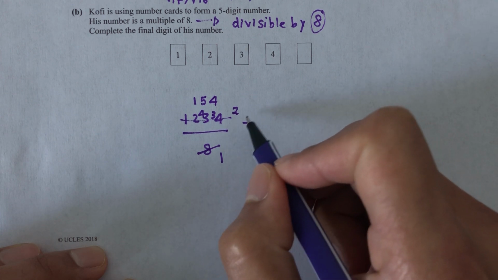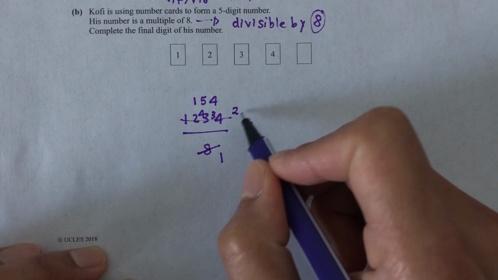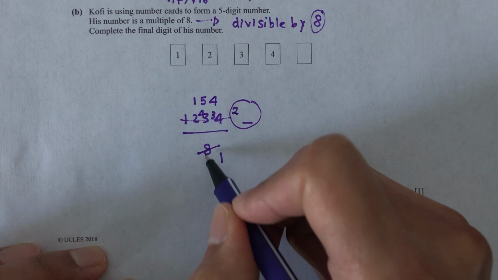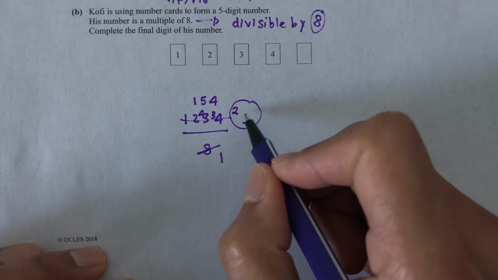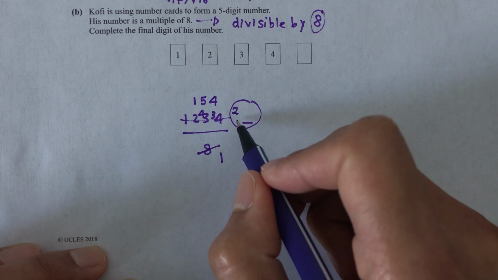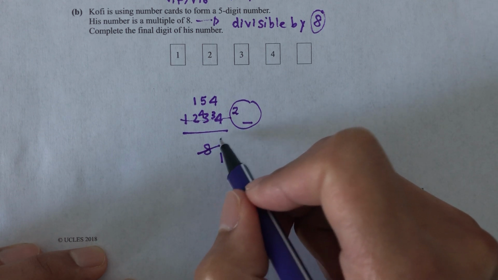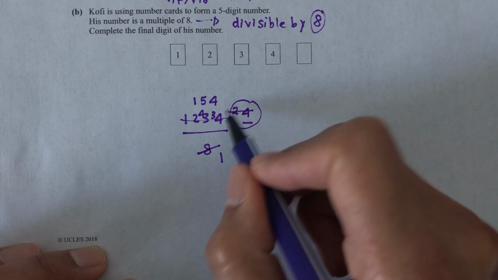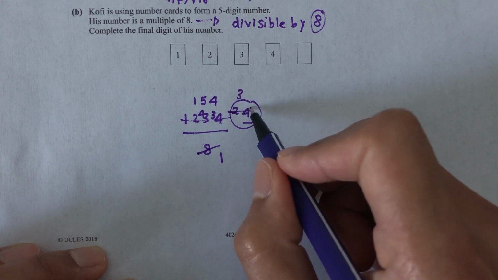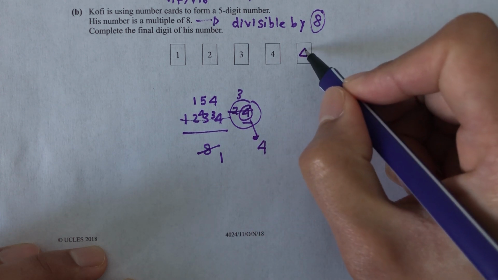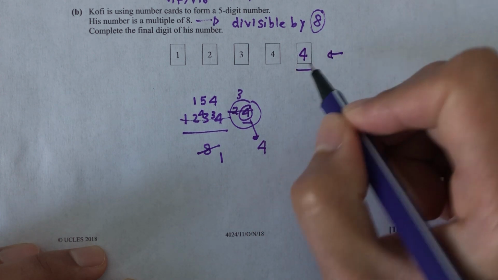So for 2, what number do we have? We need to have a number here so that it is divisible by 8. So let's say we do 8 times 2, 16. 8 times 3 is 24. We have 2, 4, so that it is divisible by 8. So the number we have to use is 4. That is the number we have to put as the last digit.